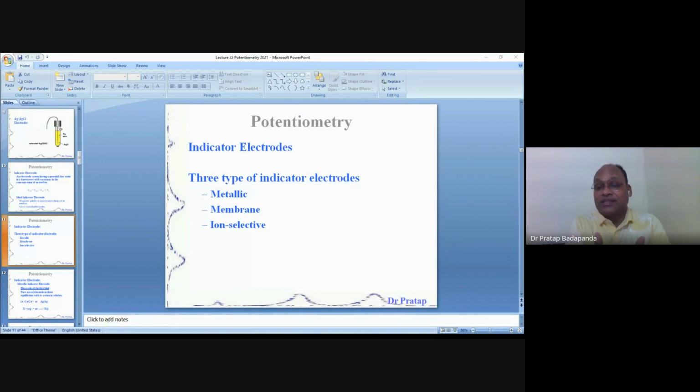Here is one, the membrane, right? Three types of indicator electrodes are there. One is metallic, second is membrane, third is ion selective. These three things are used in your water purifier system, right? All three things. I'll tell you how.